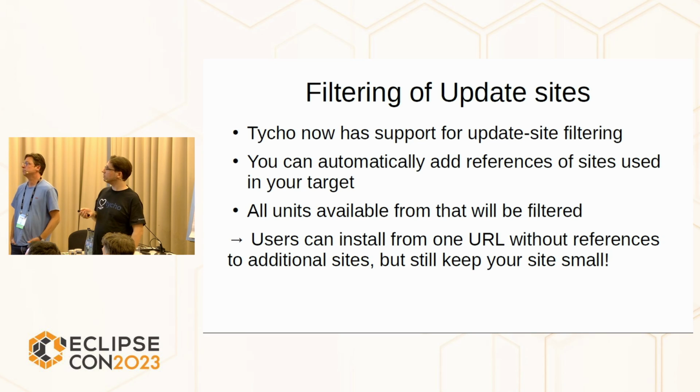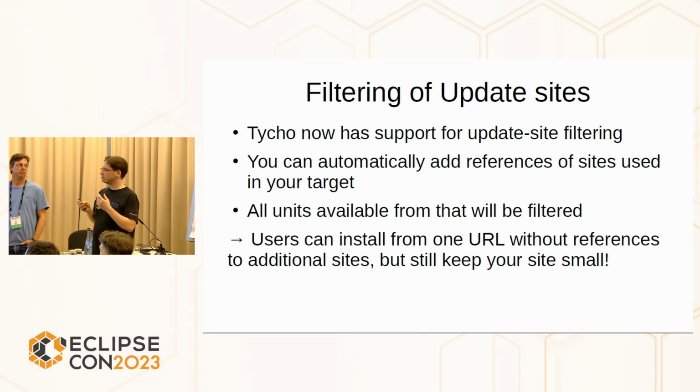What is now available is that usually you have a target platform and then you define already where are the sources that I'm using to build, and these URLs are then inserted in your update site as a reference, and after that it will look through the list of items and filter out everything that is already available from your referenced sites.